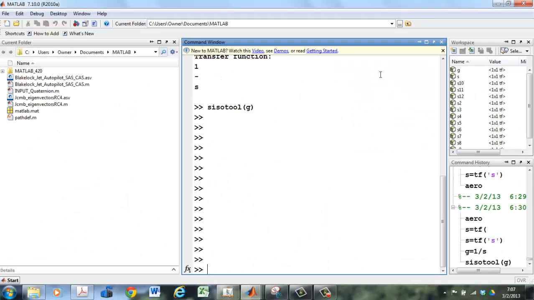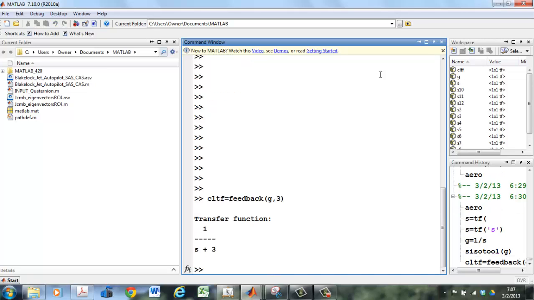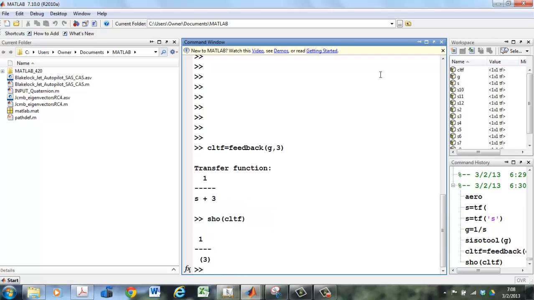So we can say that our first loop closure on the inner loop, we'll call it CLTF, or closed loop transfer function, is equal to feedback, and then we had K over S, which was G, and we're feeding it back through a gain of 3. And so our CLTF in the shorthand form looks like 1 over S plus 3.